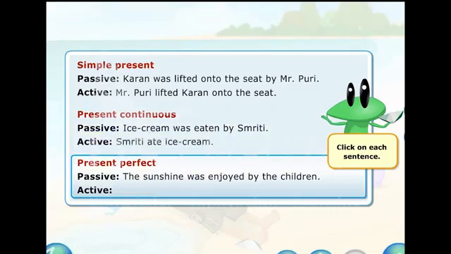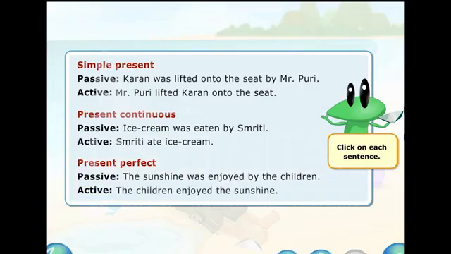The receiver of the action of eating, that is ice cream, is mentioned first in the passive sentence, but in the active voice, it comes after the subject Smriti. The verb was eaten becomes ate in the active voice.